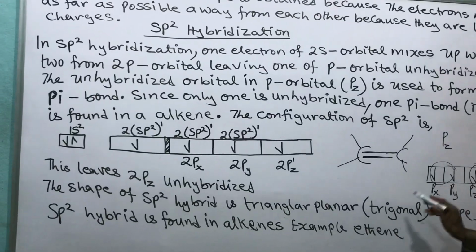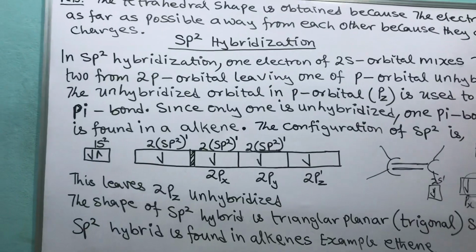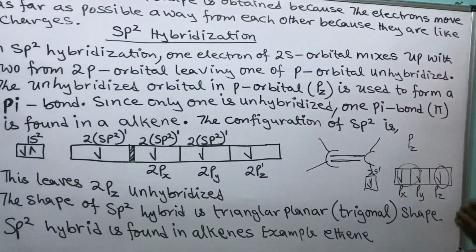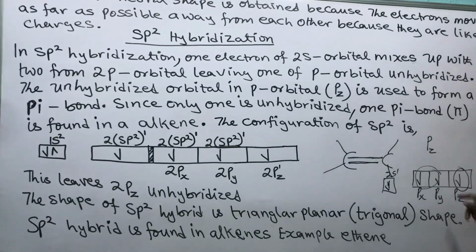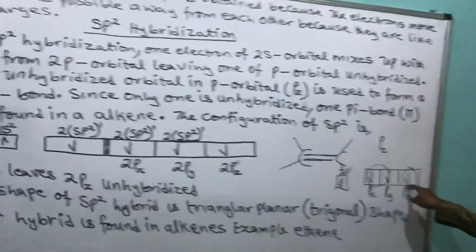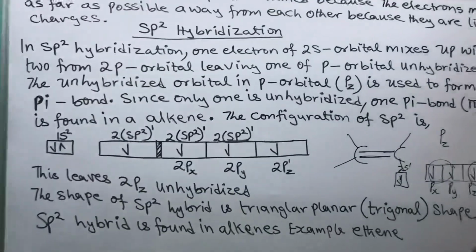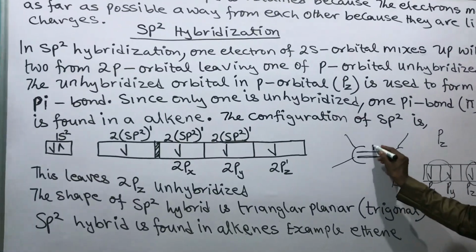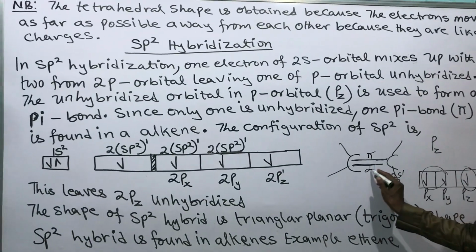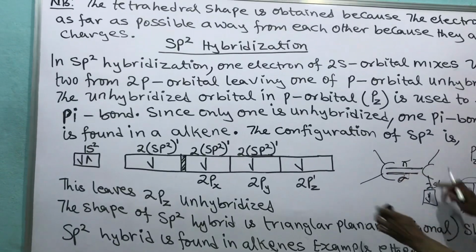So it only uses these and leaves this one unhybridized. This 2s is used with the 2px and 2py. These are mixed up to form sp2 hybrids, leaving this one unhybridized because they don't make use of it. This unhybridized one is used to form the double bond here, and that is what we call the pi bond. Look at the pi bond here. This other one is a sigma bond. If I remove this pi bond, I will have one single bond.